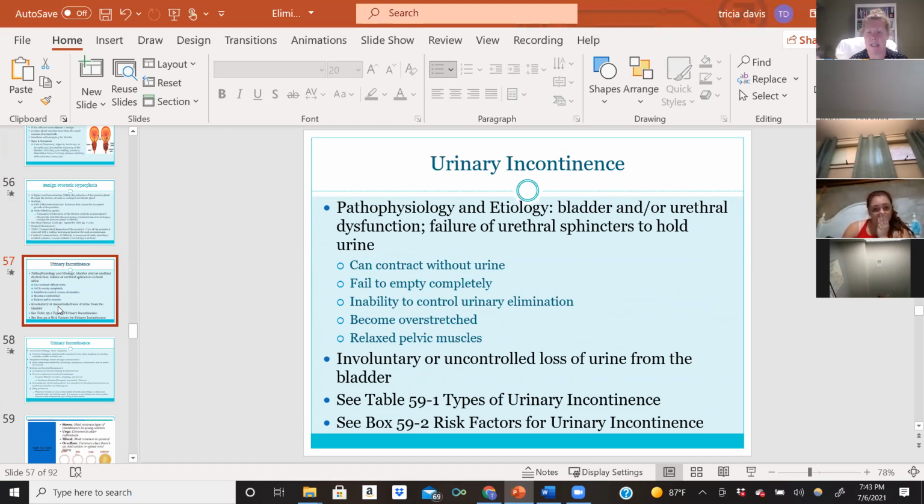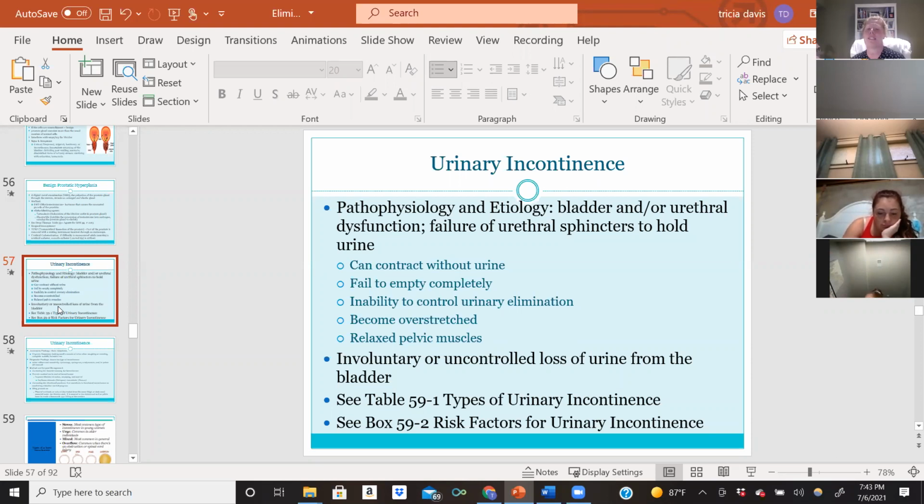Urinary incontinence is bladder and/or urethral dysfunction or failure of the urethral sphincters to hold urine. Sometimes those sphincters can contract without urine in them. Sometimes they fail to empty completely. Sometimes there's the inability to control urinary elimination, so you will just be incontinent and you won't be able to control when it happens. Sometimes those muscles become overstretched and they don't contract like they used to hold that urine in.